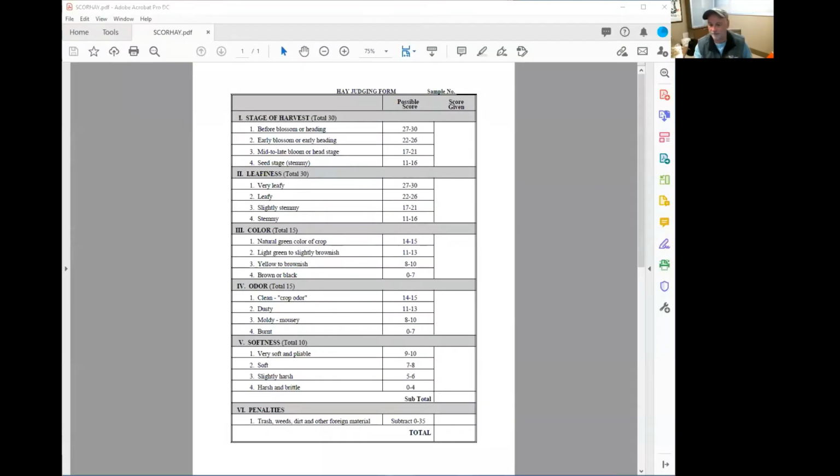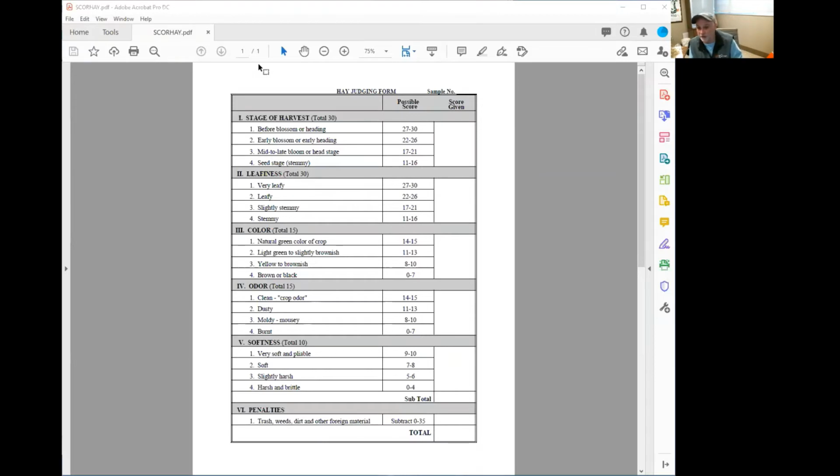And so what I'm going to try to do is just share a screen that shows the card that we use. Okay. And so this is just the form that we use, the hay judging form. And there's nothing magic about this form, but it does give you some guidelines of things to try to look at. So we're going to kind of go through this card and explain kind of what to look for. And so if you look through right now, we have kind of 6 different categories that we look at.